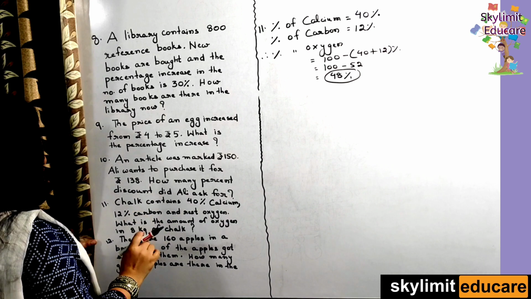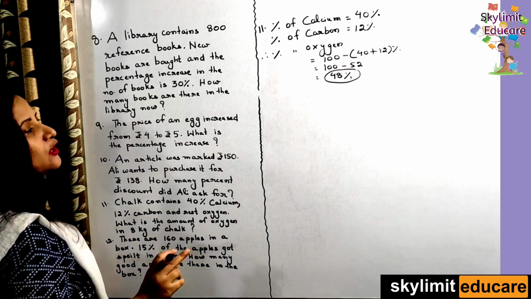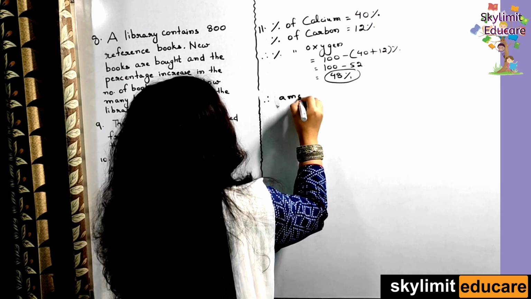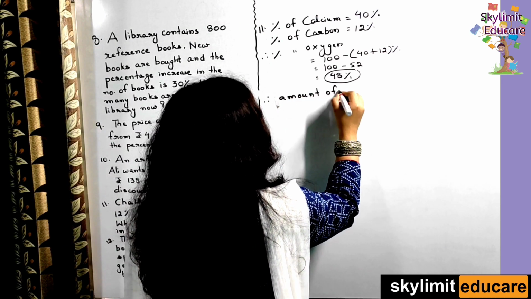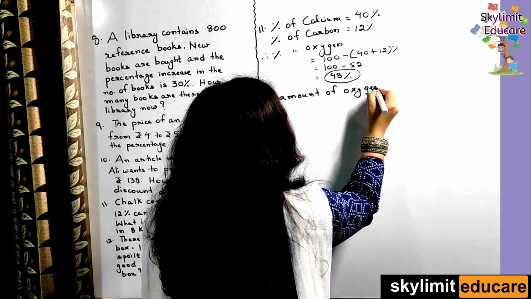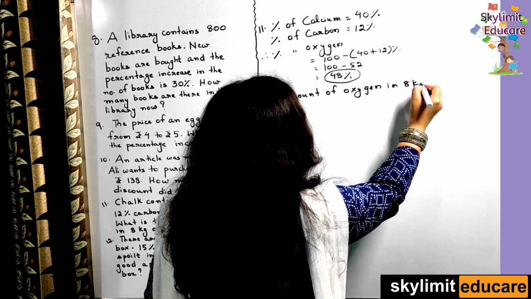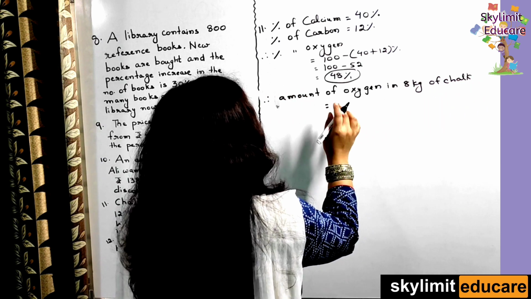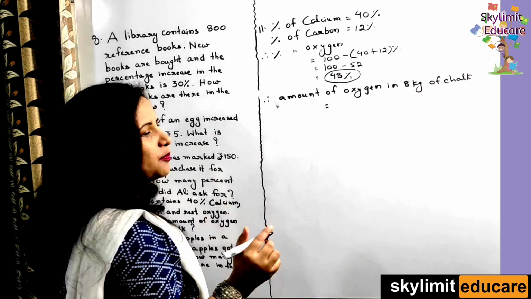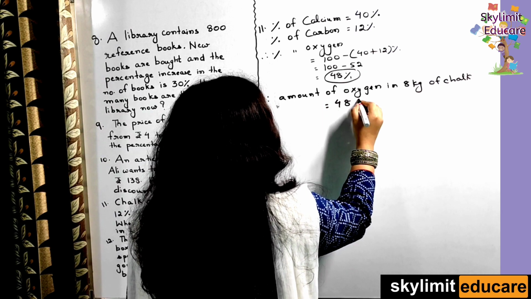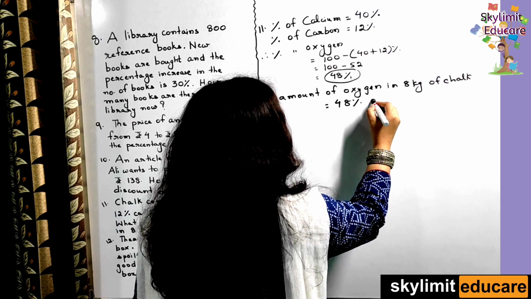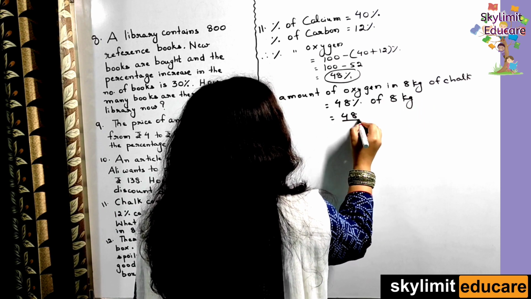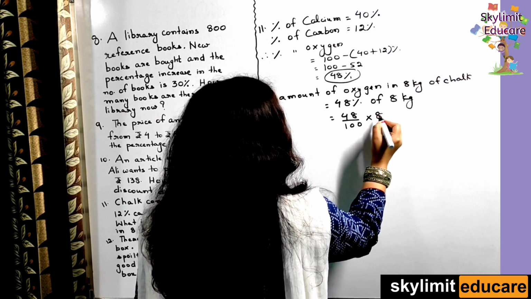So now you already got the percentage of oxygen. Now you have to find out the amount of oxygen in 8 kilogram of chalk. What is the percentage of oxygen we have obtained? 48%. So 48% of oxygen is present in 8 kilogram of chalk. So that will give us 48 out of 100 multiplied by 8.